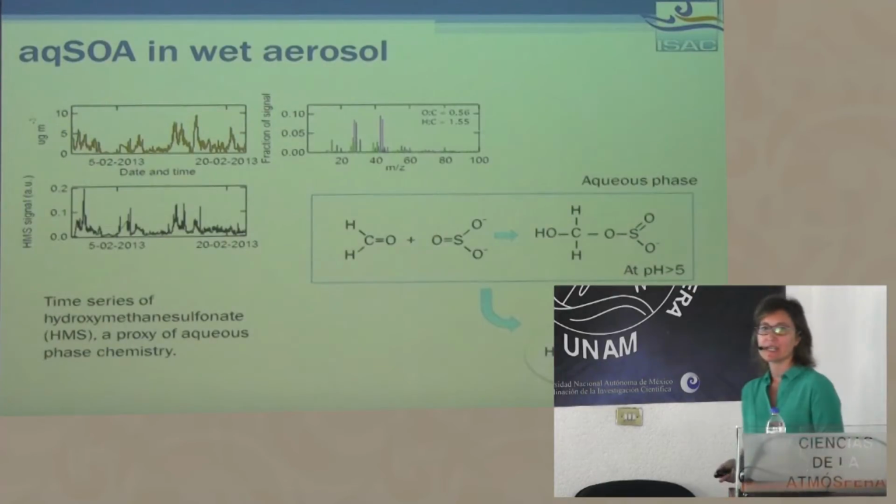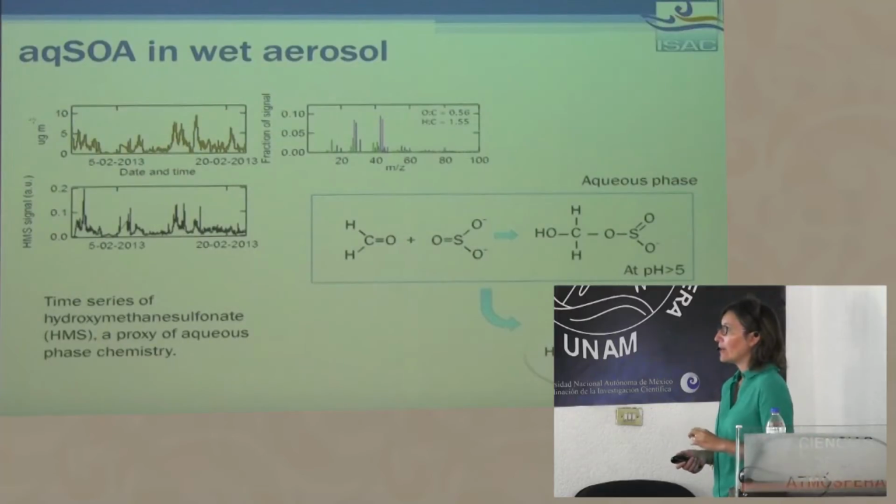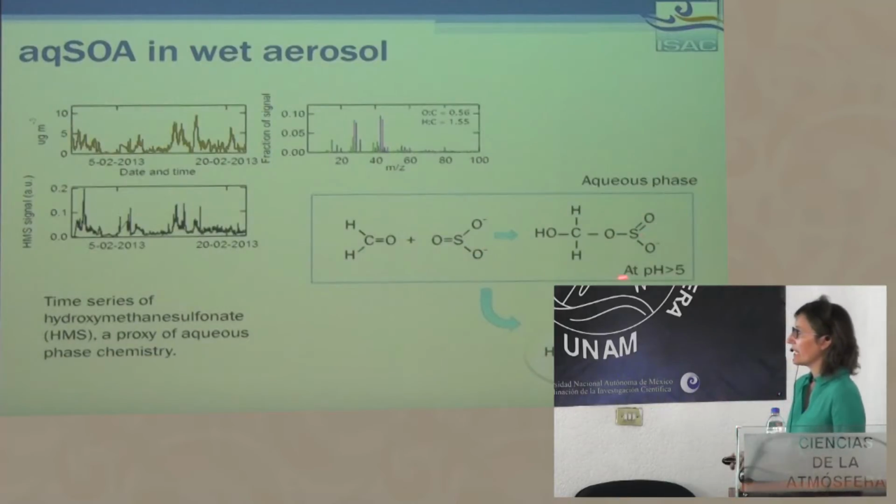How did we say that this is actually aqueous secondary organic aerosol? Well, we use a tracer of aqueous phase chemistry, hydroxymethane sulfonate. Hydroxymethane sulfonate is this molecule. This is formed only in the aqueous phase from the reaction of formaldehyde dissolved in water with sulfite ions, which are formed from the SO2 that dissolves into the water. This molecule is characterized by a low volatility, so when water evaporates, it remains in the aerosol phase. And we're actually able to measure it using the aerosol mass spectrometer.